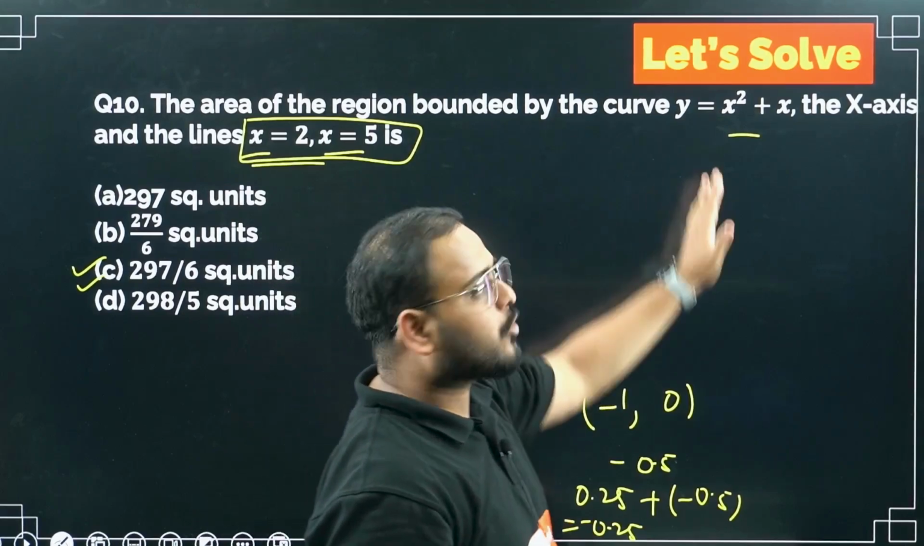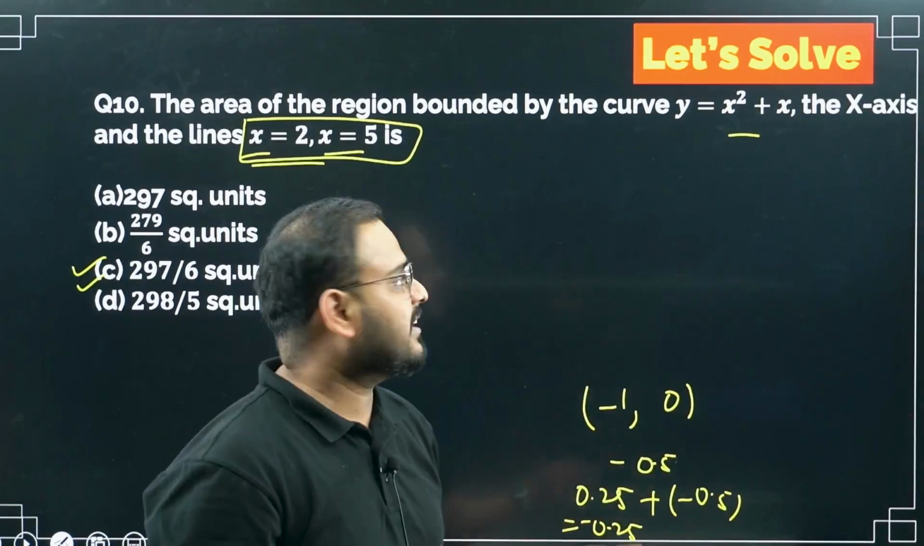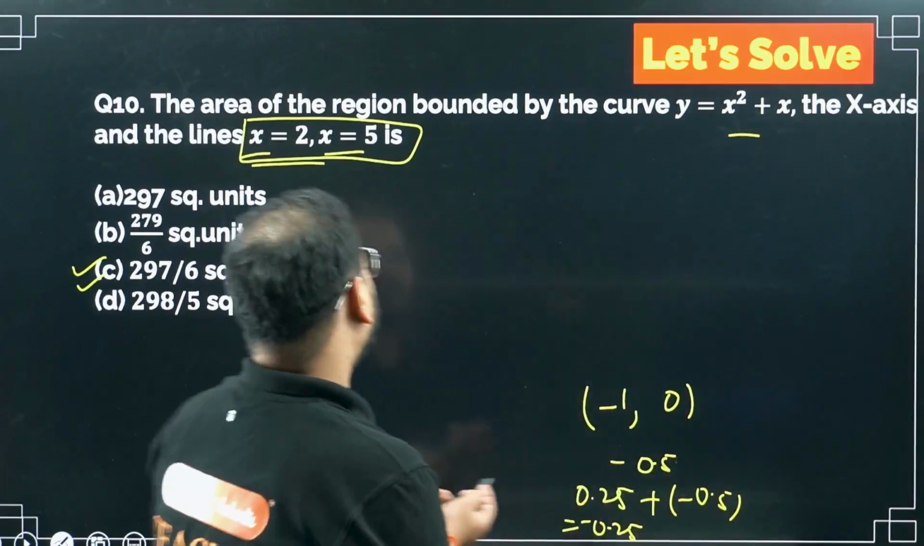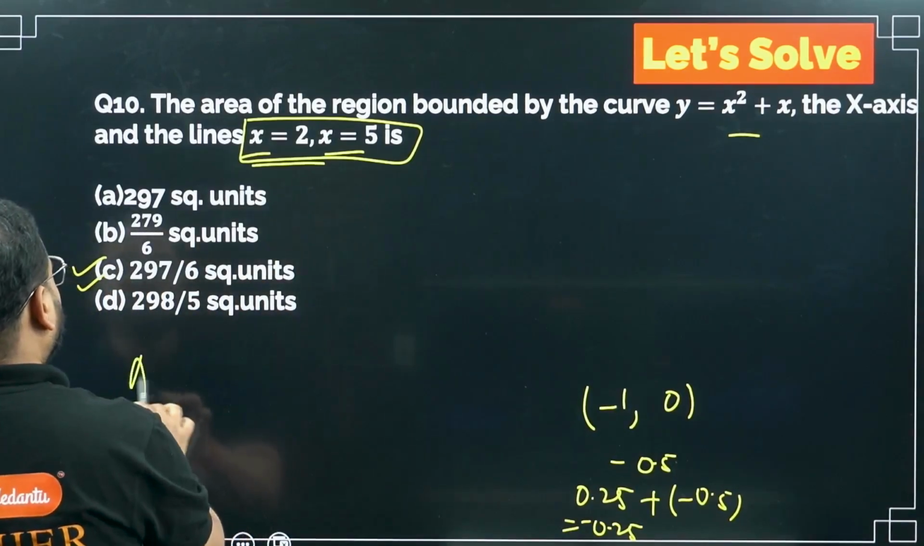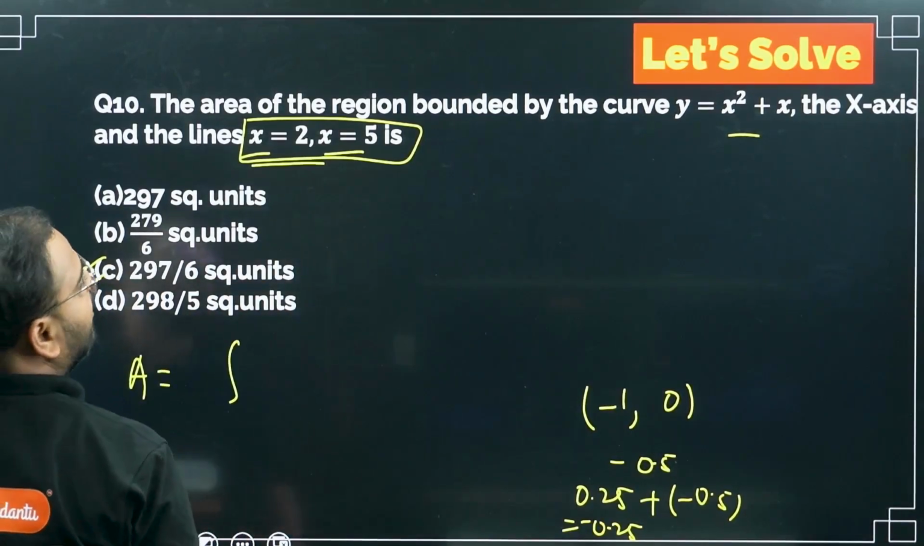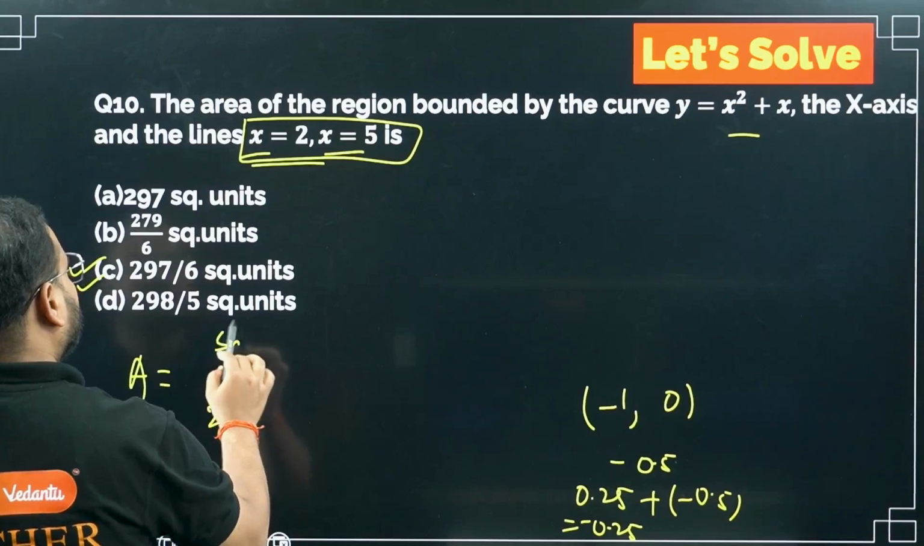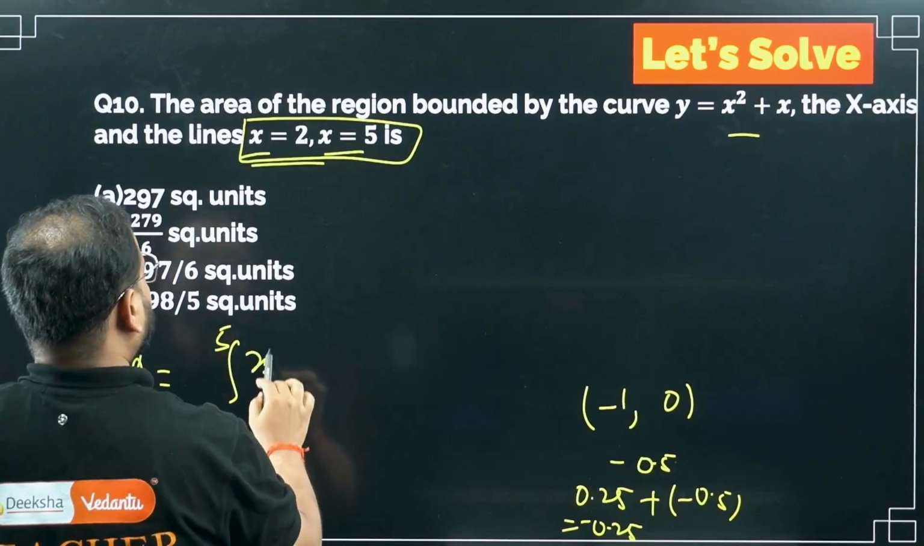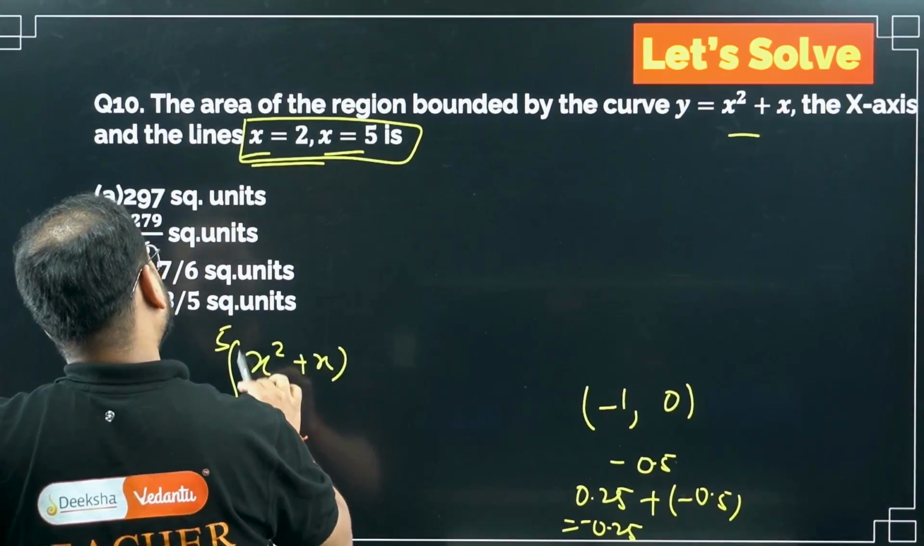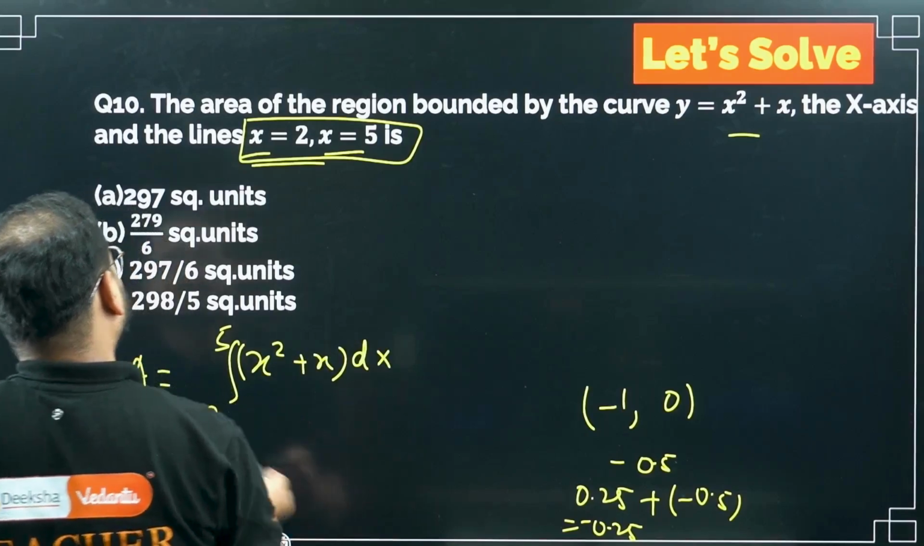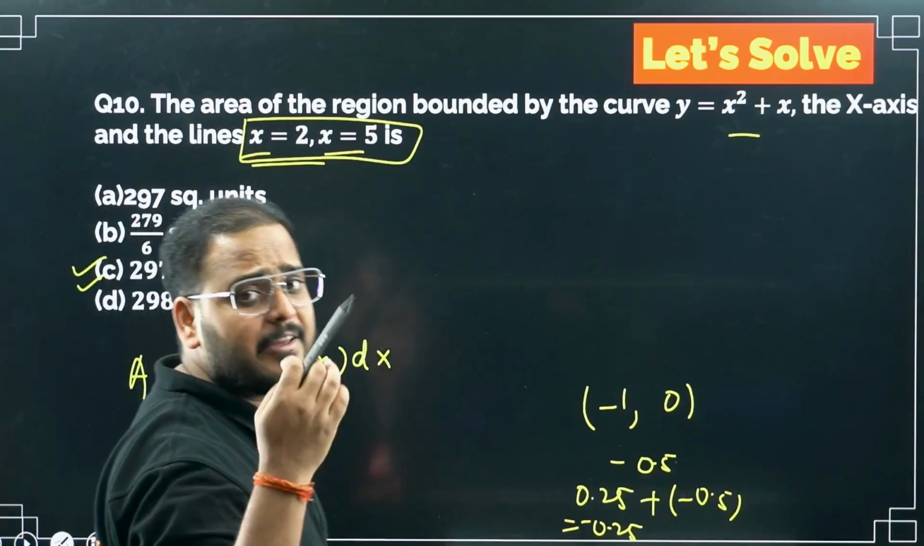In this case I don't have to draw and see the graph, I can directly integrate to find the answer. What you can do is directly write A equals integration from 2 to 5, of the function x square plus x dx. Solve this and you're going to get the answer. See, directly, very simple, very simple.